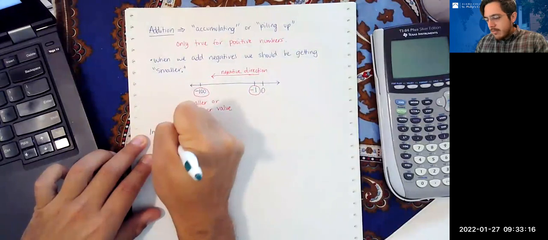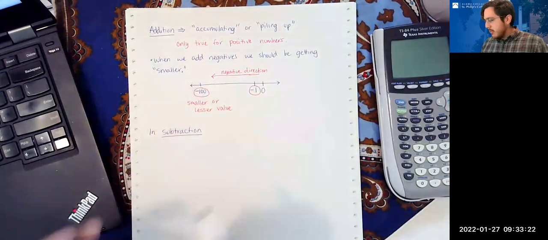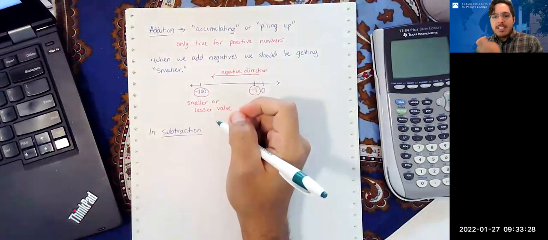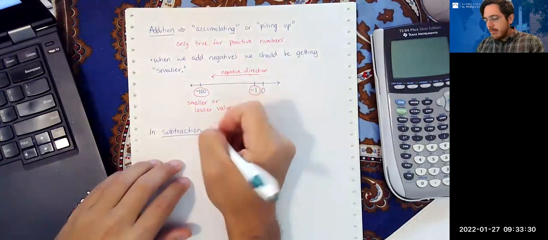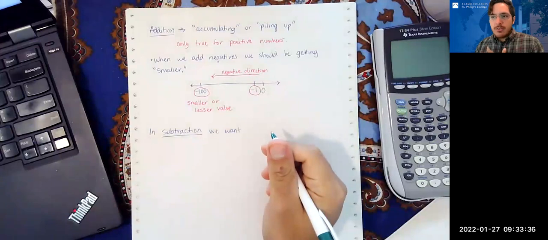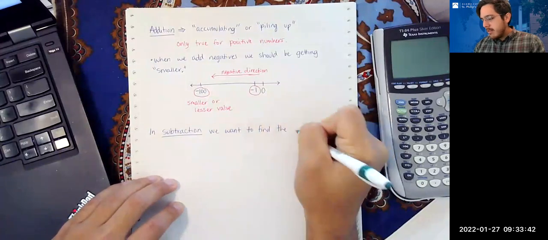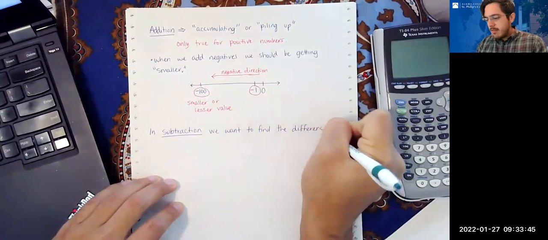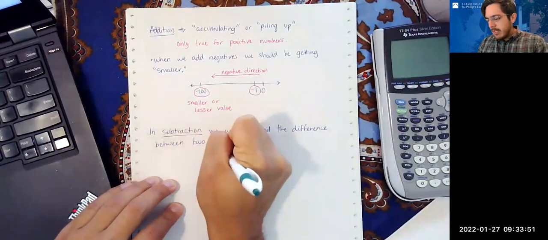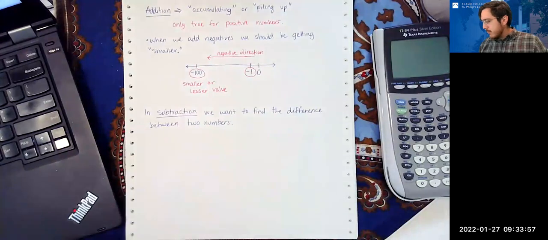In subtraction, though, we want to find the difference between two numbers. And that's usually how mathematicians will refer to subtraction. They'll say, find the difference between two numbers. So when you hear find the difference, that problem is asking you to subtract. When we say find the difference, we're literally saying find the distance between those two numbers.